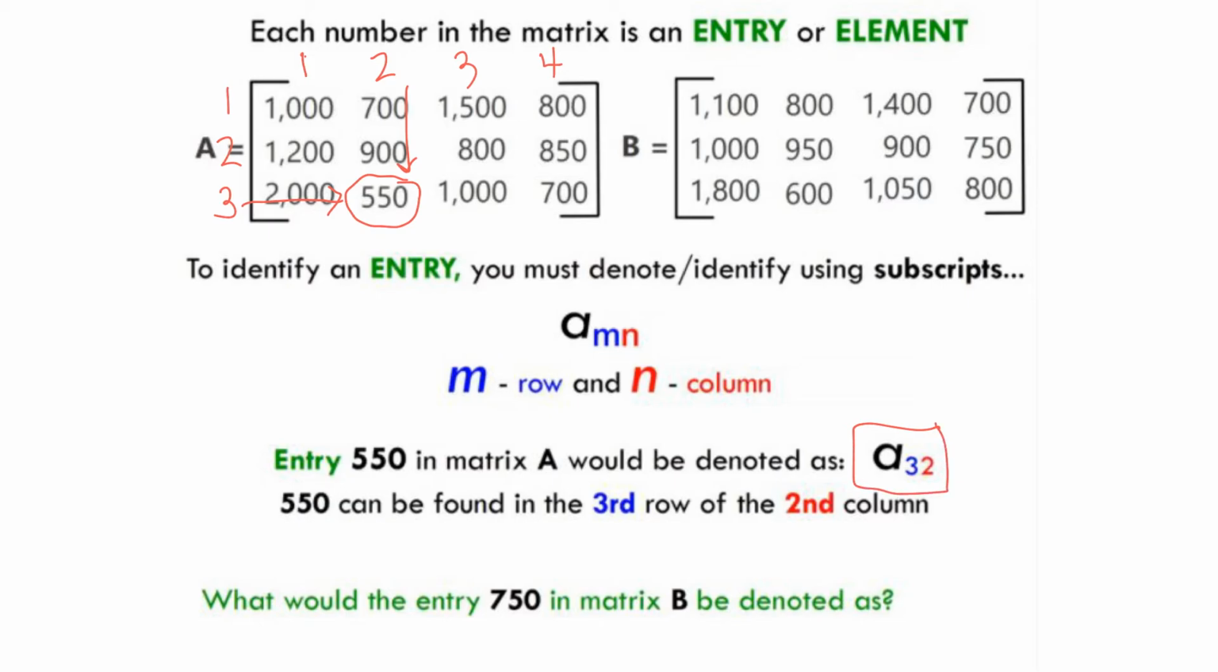Let's look at the entry 750 that's in the B matrix. Take a second and write down how we would denote that element or that entry. That would be lowercase b. The subscript would be 2, 4, because it's in the second row, fourth column.